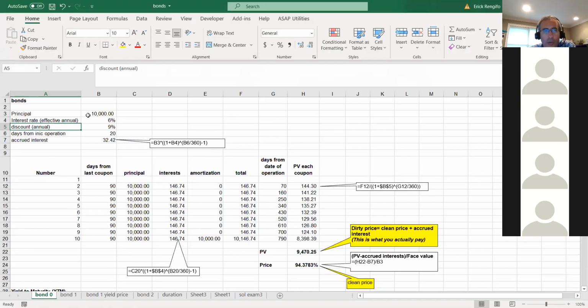So let's do one example, okay? So I have the following bond. You see my Excel file, guys? Yes. Yes. Okay, perfect.